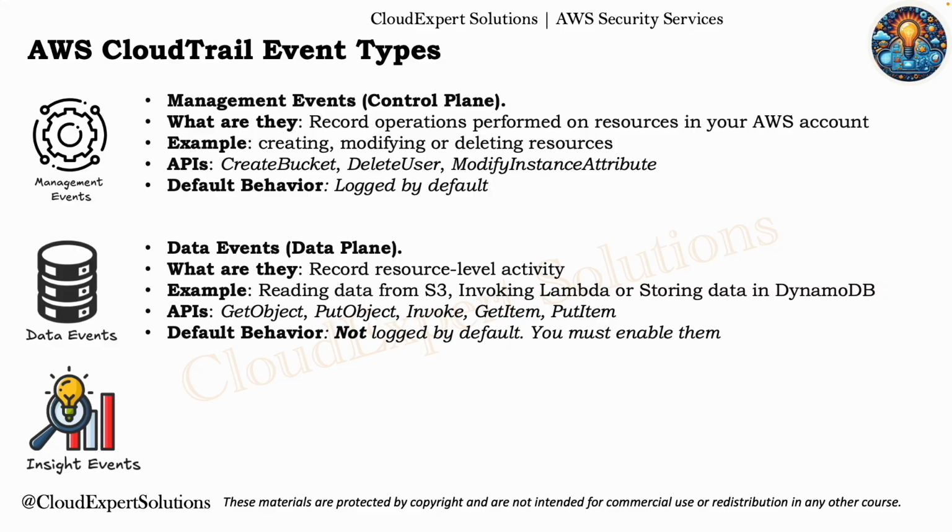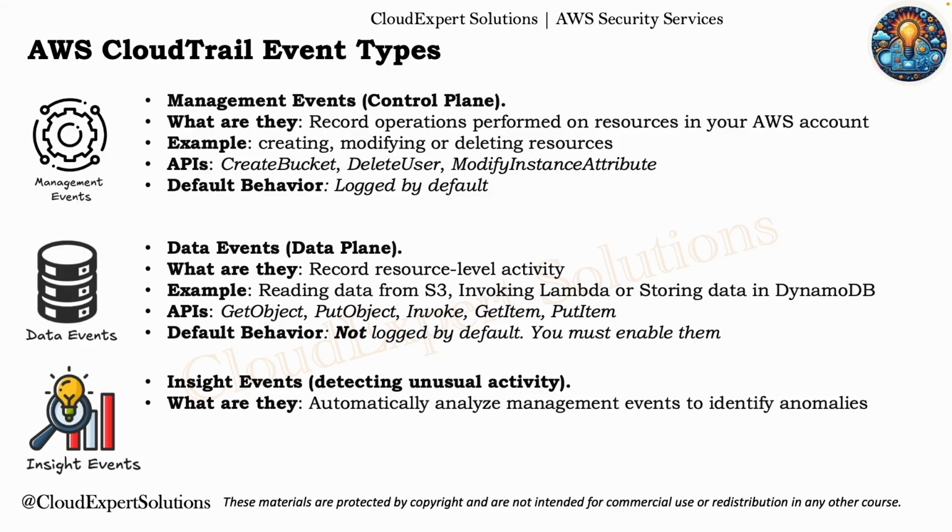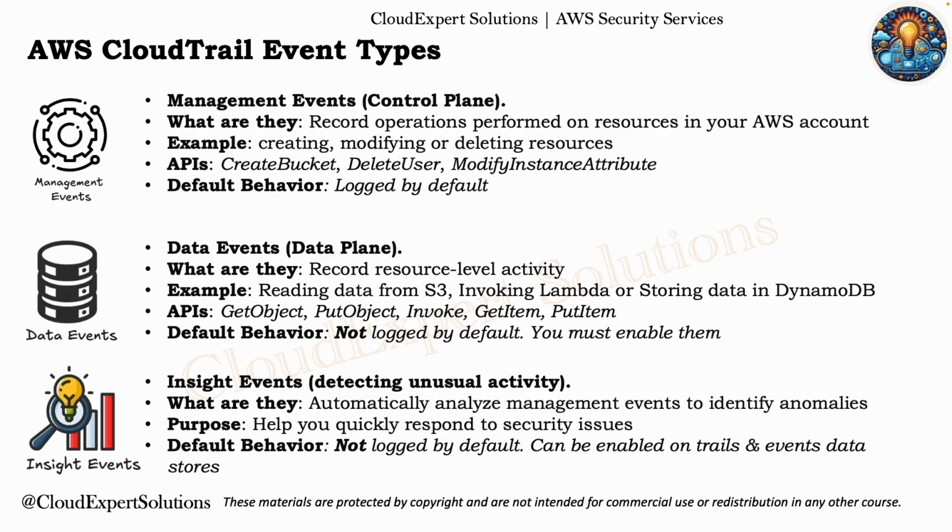Moving on to our last event type, which is insight events, and these events detect unusual activities in your AWS account. CloudTrail automatically analyzes management events to identify unusual activities and potential threats like spikes in API error rate or unusual write volumes. The main purpose of these events is to help you quickly respond to any security issues. Insight events are also not logged by default, but you can enable them on your trail or event data stores.